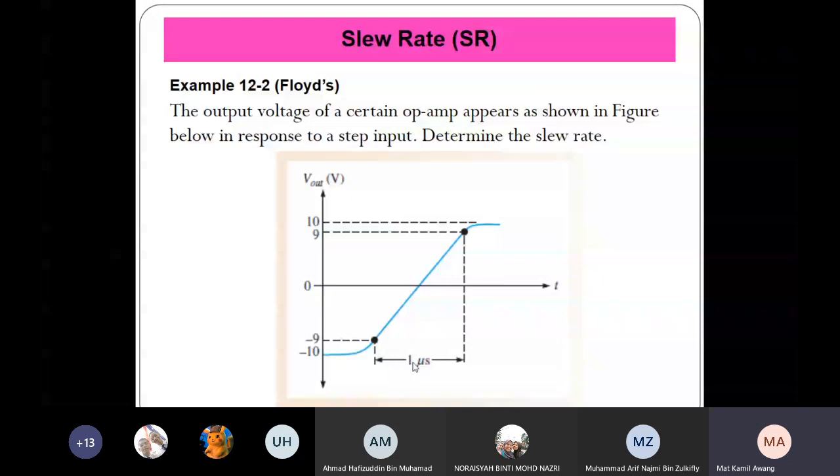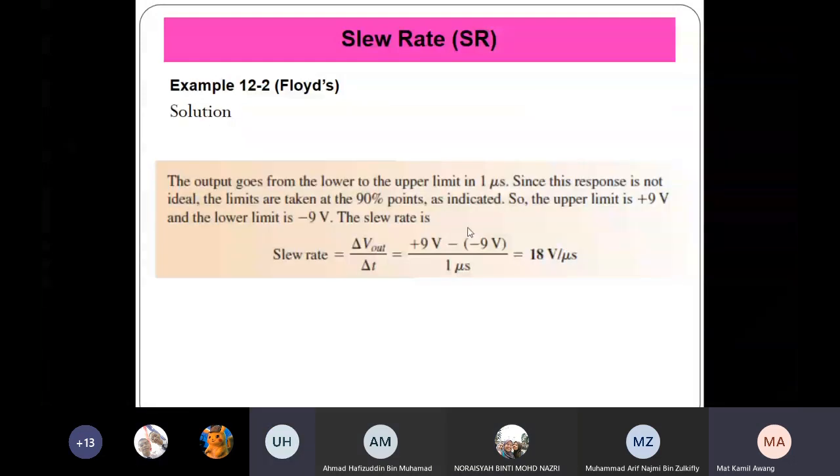Therefore, the slew rate is basically 9 minus minus 9, divided by 1 microsecond. So basically 18 divided by 1 microsecond. So the slew rate is 18 volt per microsecond. So that is the solution.